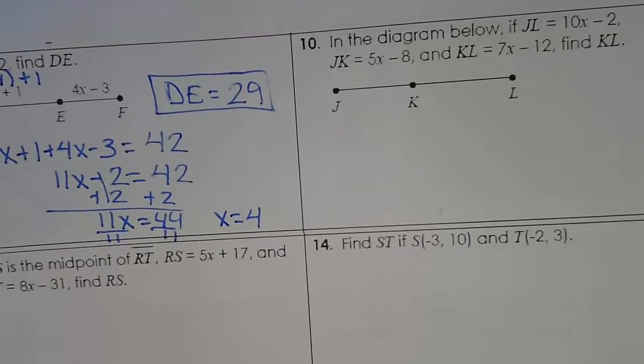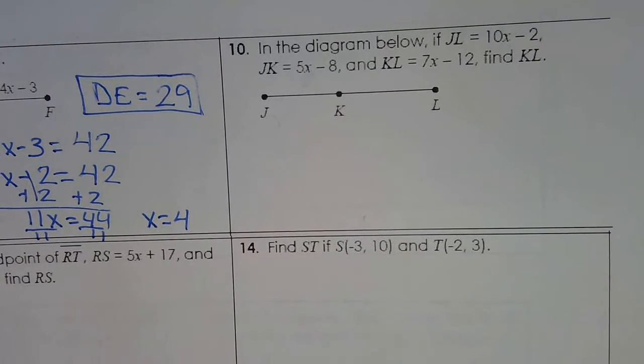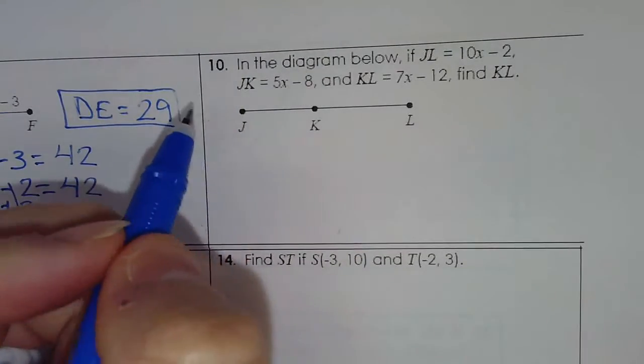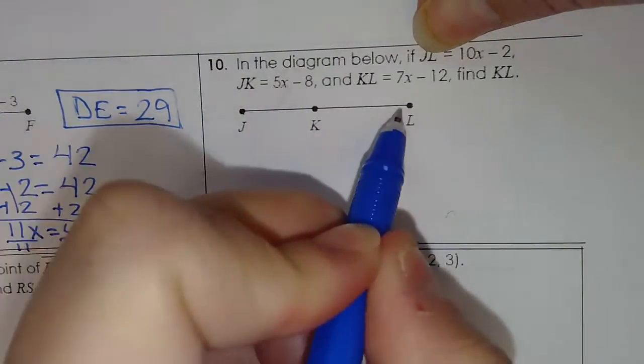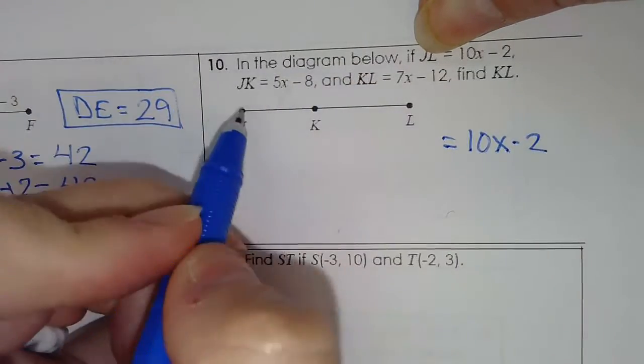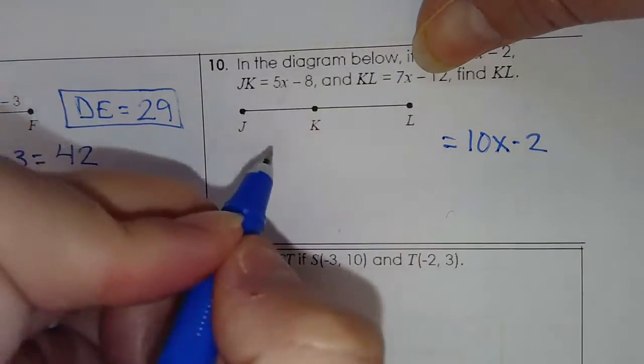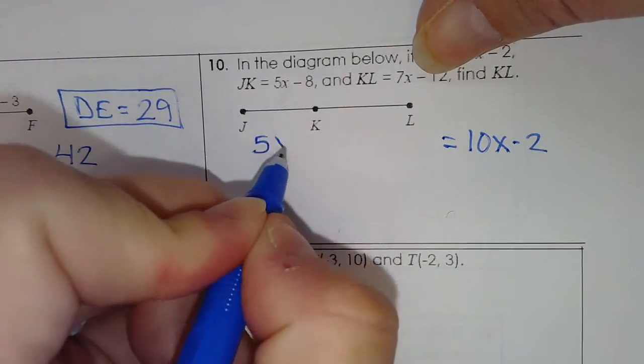Number 10, same type of idea, except now you're going to have variables on both sides of the equation. So we have JL actually is the longest. So you're going to be setting it equal to 10x minus 2. And then JK is 5x minus 8. KL is 7x minus 12. So these are the two that you're going to be adding together.